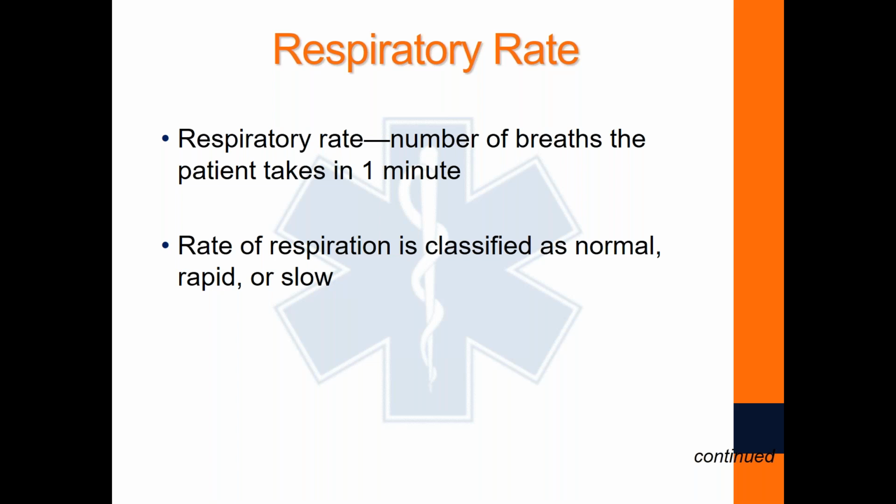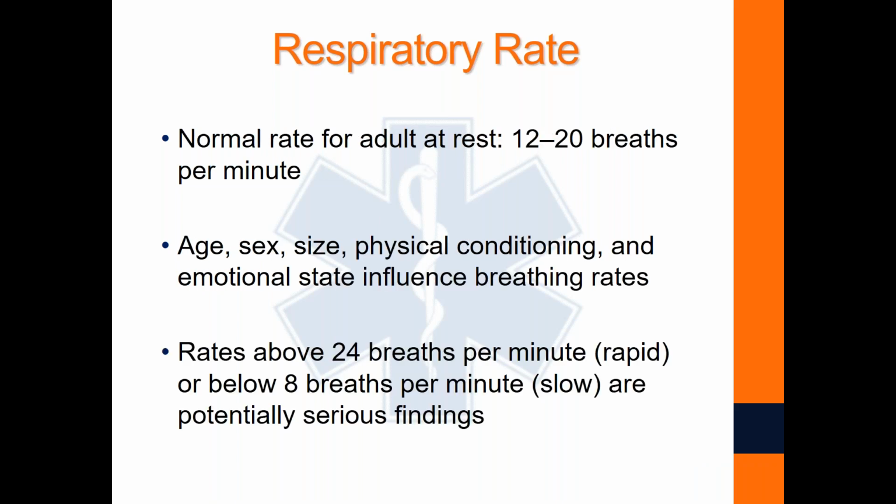Does it look too slow? Does it look too fast? Or does it look decidedly normal? Our respiratory status and our respiratory cycle should be very, very unremarkable. What is considered normal for our adults is 12 to 20 breaths per minute.